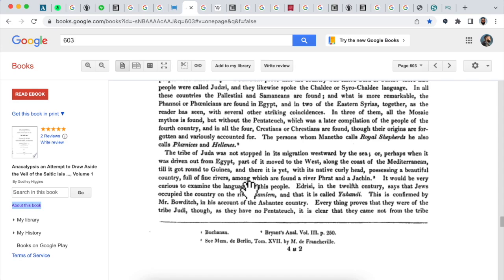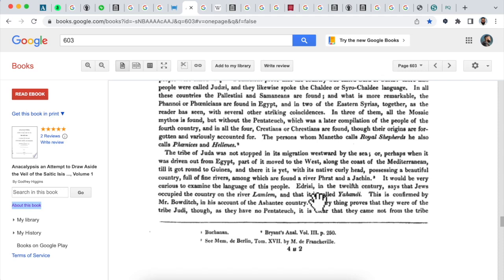But anyways, he says, and there it is yet in Guinea. And this book was written in the mid 1800s, I believe. You can go back and look on your own. But he's saying, and there it is yet, with its native curly head, possessing a beautiful country full of fine rivers, among which are found a river Frat and a Jachin. It will be very curious to examine the language of this people.